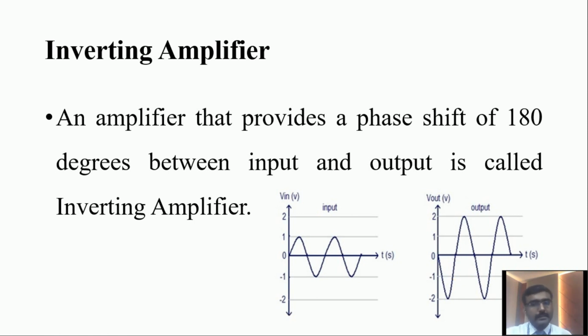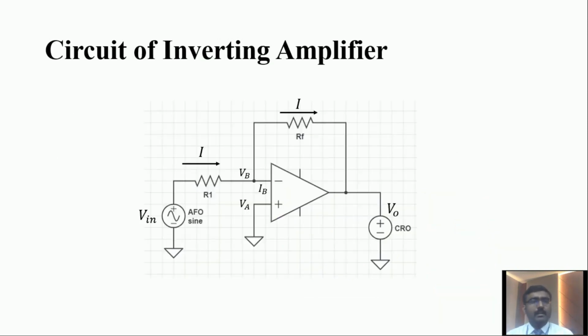Now we are going to discuss how to design this inverting amplifier. Here is the circuit. In the circuit, I am using the operational amplifier. This operational amplifier has two inputs: one is the inverting terminal, the other is the non-inverting terminal. Here I am going to design the inverting amplifier, so our input is given to the inverting terminal of the operational amplifier. The non-inverting terminal is grounded.